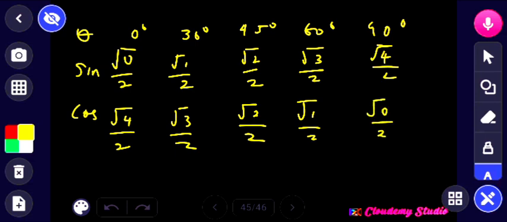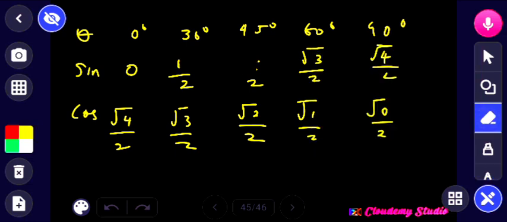Now, root 0 over 2 equals 0, which means sine 0 equals 0. Root 1 over 2 is the same thing as 1 over 2, so that is 1 over 2. Root 2 over 2, if you use the law of indices, is the same thing as 1 over root 2. So this one is the same thing as 1 over root 2. This one also is 1 over root 2.